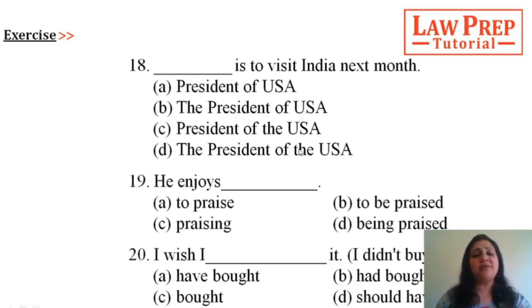What is the difference in the two? The USA or not the USA? Because USA is abbreviated name of a country, and with abbreviated names of country we use article the. So the correct answer would be the president of the USA. I hope you have marked the answer. Question number 18, the president of the US.